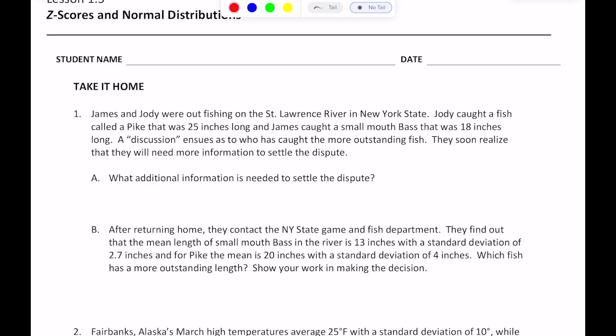If you've never seen this before and you need practice doing it, because a lot of what we're going to do going forward will relate to z-scores and the normal distribution, and your understanding of it is critical to understanding the rest of the course.